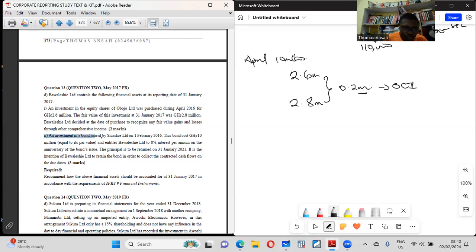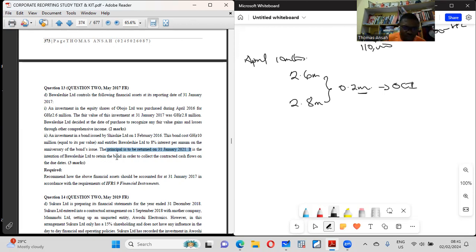So that is that. So this one is cool. An investment bond is issued by Shiashi on 1st February 2016. The bond costs 10 million and you have 8% interest per annum. All right. Per annum on the bond's anniversary. When is the bond's anniversary? Okay, so it is what, 2021. You see, this one is like how many years? 2017, 18, 19, 20, 21. This is like 5 years.